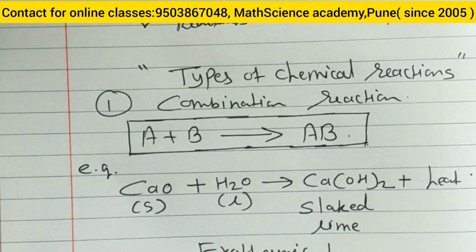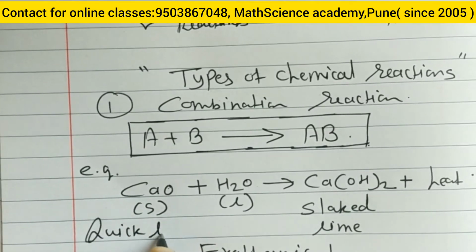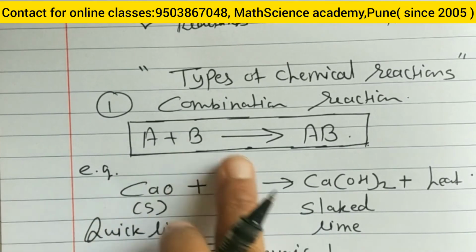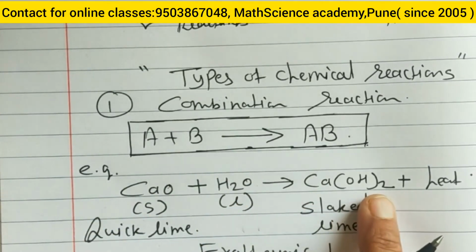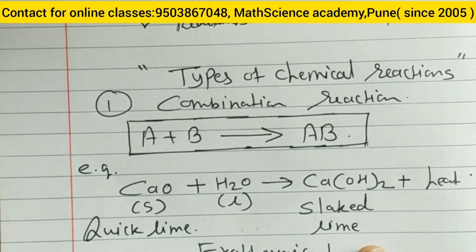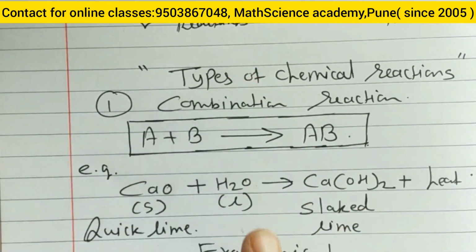So again I am going to explain: when calcium oxide in solid form, which is quick lime, reacts with water, it will give calcium hydroxide and heat. So this is one of the examples of combination reaction.